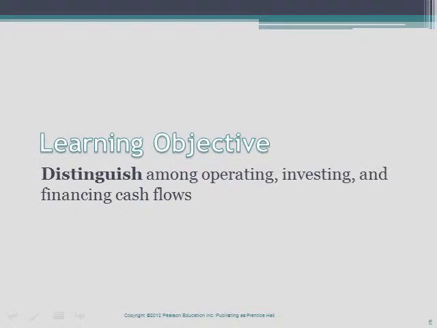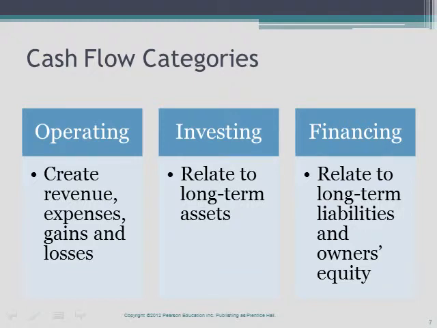Next, we want to distinguish among operating, investing, and financing cash flows. A business engages in three types of business activities: operating activities, investing activities, and financing activities. Operating activities create revenues, expenses, gains and losses, and thus net income, which is a product of accrual basis accounting. The statement of cash flows reports on operating activity. Operating activities are the most important of the three categories because they reflect the core of the organization. A successful business must generate most of its cash from operating activities.